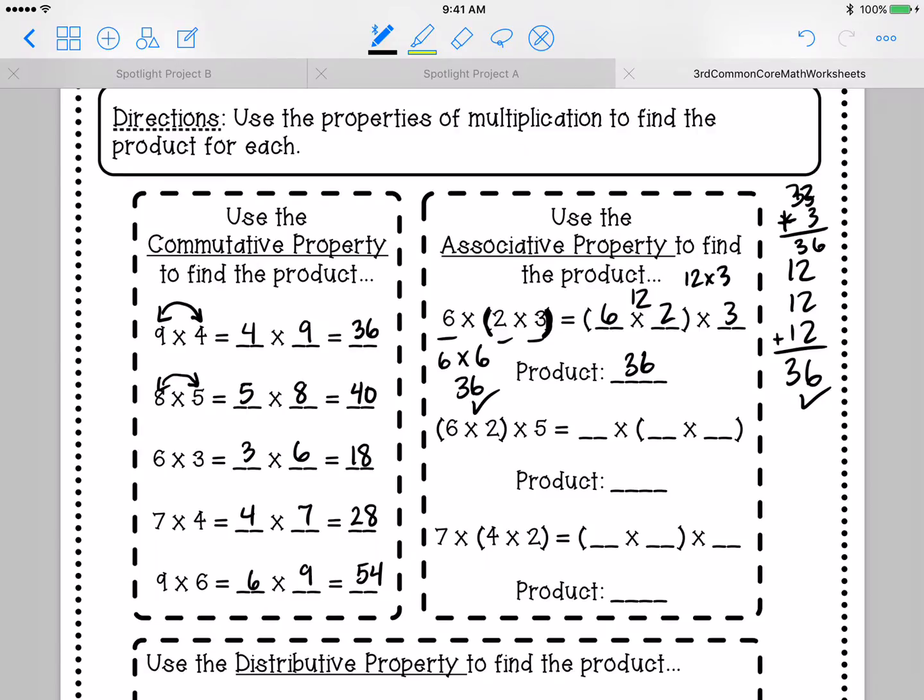Now, I want you all to push pause and try this one on your own. 6 times 2 times 5. Once you try it, push play again, and then I'll talk you through it.